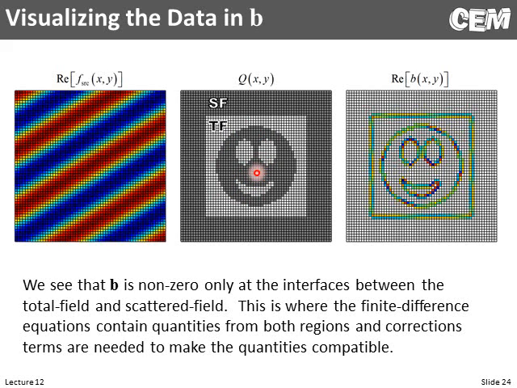Well, if I take this B vector that we've calculated on the last slide and reshape it back to a 2D array and visualize it, we see we only get numbers at the boundaries between the total field and scattered field. And so this has incorporated the corrections, and it's only at the boundary that the finite difference equations cross the boundary, and you end up with incompatible terms. So that's why we have numbers at the boundaries but not anywhere else. The finite difference equations out here don't cross the total field scattered field interface, so no corrections are necessary.